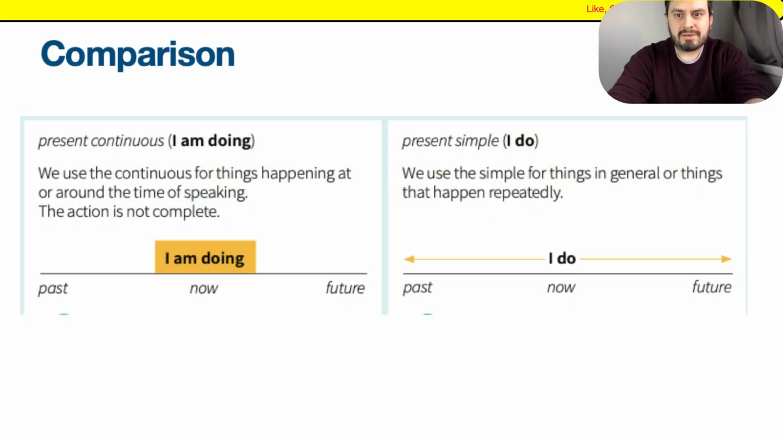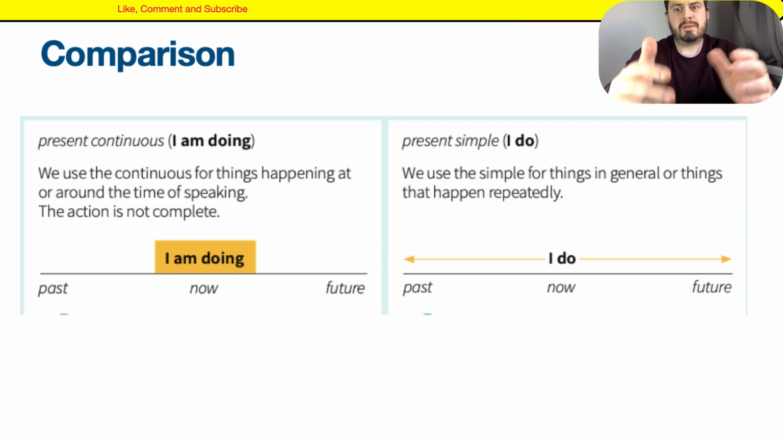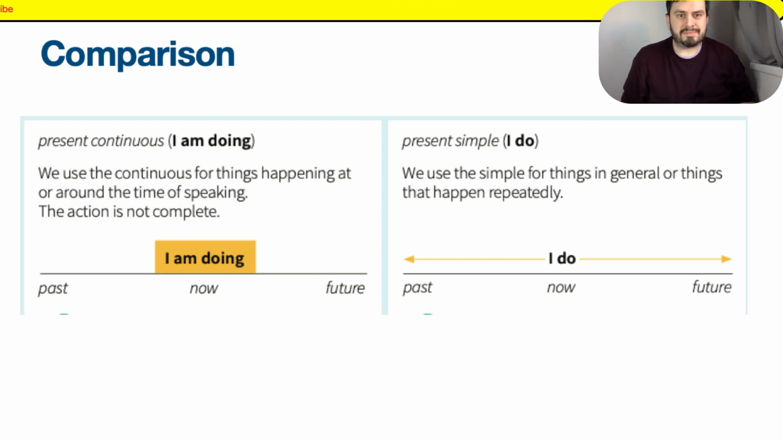Today we're going to start off by looking at the differences in the two tenses, present continuous and present simple. Present continuous is something we use when we want to say things are happening at or around the time of speaking, when the action is not complete. For example, I'm talking to you and I'm in the middle of that. Present simple, on the other hand, is something we use when we want to talk about something in general, things that happen repeatedly. I teach English. It's something that I do repeatedly.